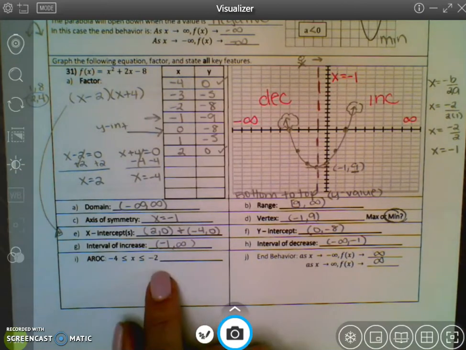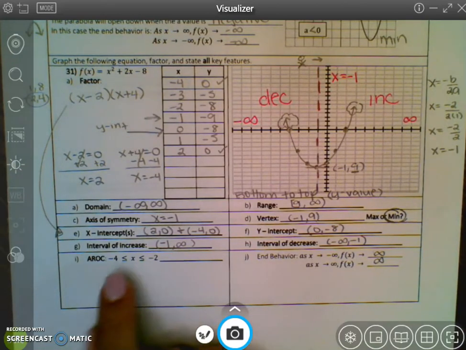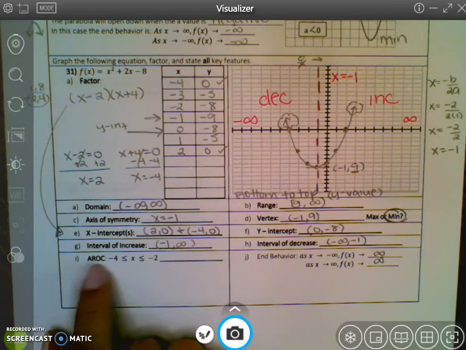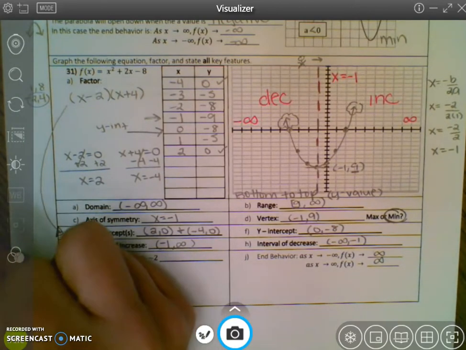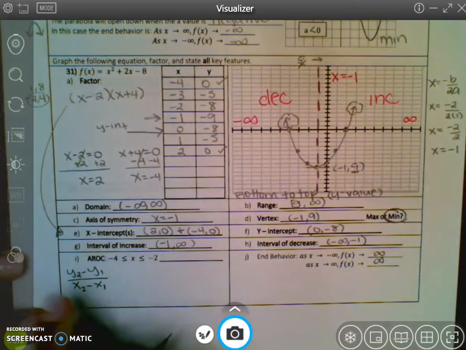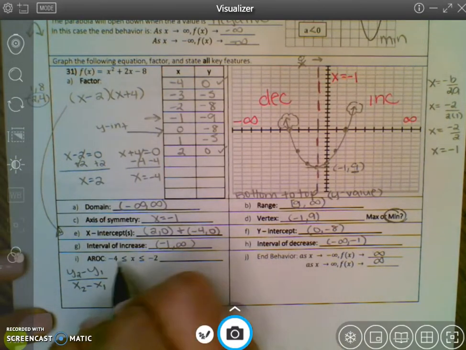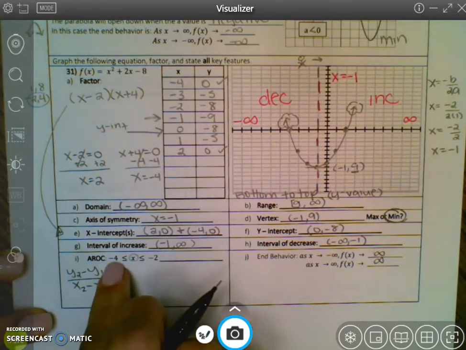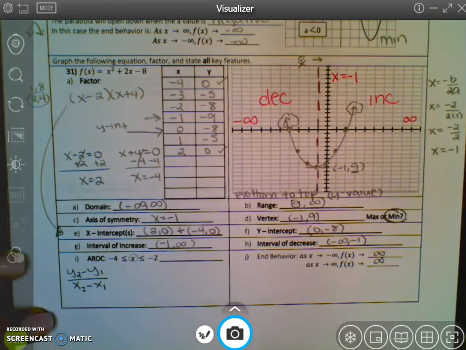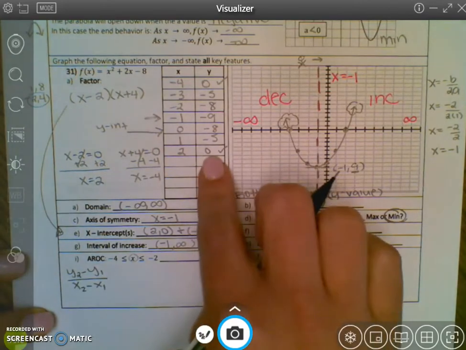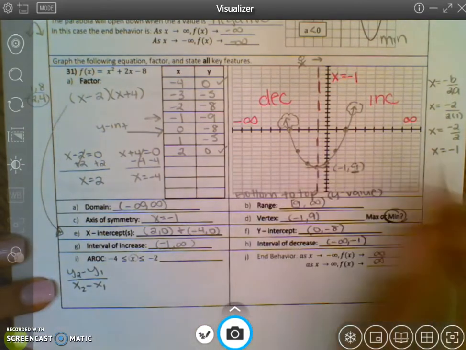Okay, the last thing I'm going to do is my average rate of change. That's what AROC stands for, average rate of change. It's basically slope. So remember, y2 minus y1 over x2 minus x1. What I give you here are the x values. So you already have the x values, but you need to find the y values. Well, I have them already. They're up here in my table. Hey, look, I chose good points.